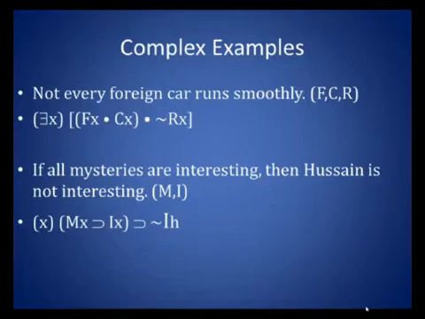Again, take note that M and I were used as my predicate letters, and I have the lowercase letter x as my variable in my universal statement. But remember, my singular statements, we just use individual constants. So the lowercase letter h stands for Hussein. Again, if all mysteries are interesting, then Hussein is not interesting. So we can see that what we're saying on the antecedent is that for all X, if X is a mystery, then X is interesting. And as a consequent, we're saying, then Hussein is not interesting.